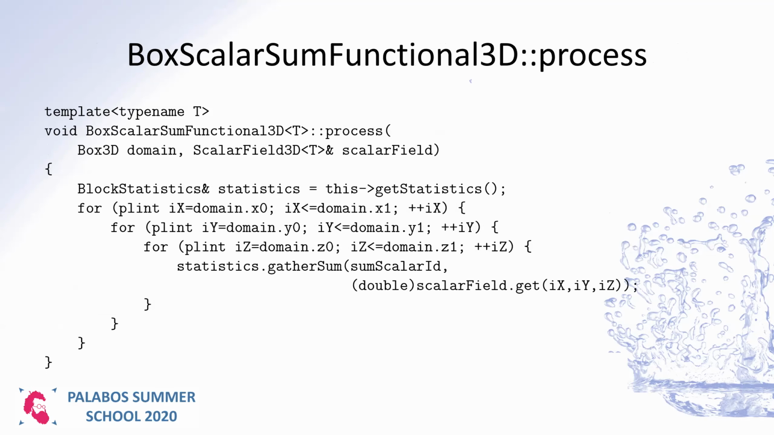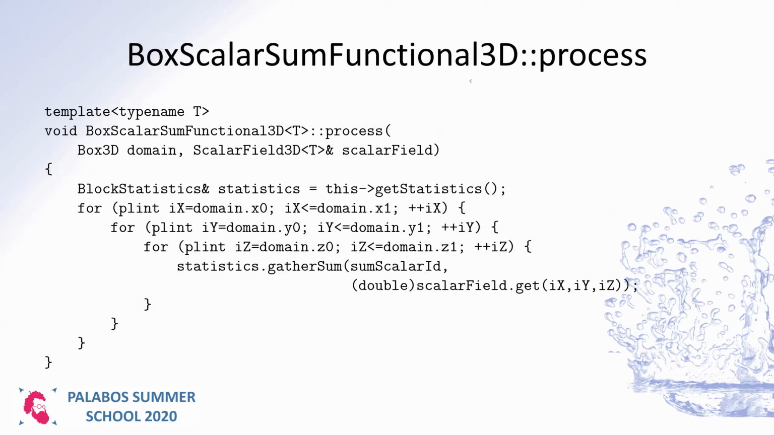This is the process function. As usual, you just write a loop over the full domain. Here I provide the 3D case. So this is a triple loop over the domain provided by Palabos. You access the value of the scalar field through the function scalarfield.get.